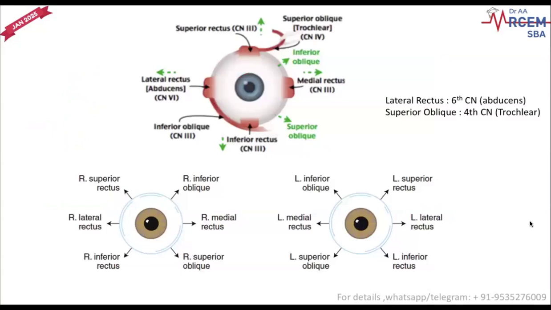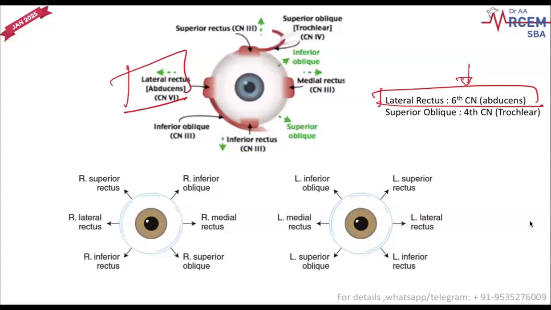The nerve lesions involve the lateral rectus, superior oblique, and the third cranial nerve, that is the oculomotor nerve. First, we'll be looking at the lateral rectus. The lateral rectus is supplied by the sixth cranial nerve, also known as the abducent nerve. This is the lateral rectus. What is the function of the lateral rectus? The lateral rectus pulls the eye towards the lateral side.